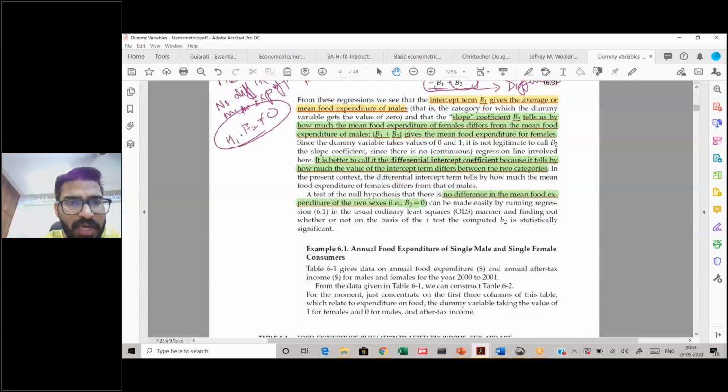Essentially this B2 is called the differential intercept coefficient, because it tells us by how much the value of the intercept term differs between the two categories. Please remember this, and this is going to be a null.